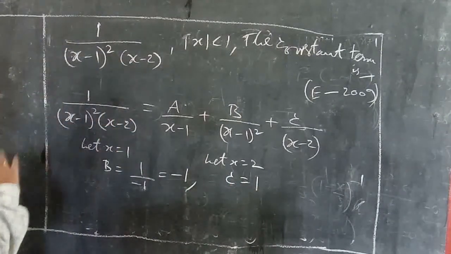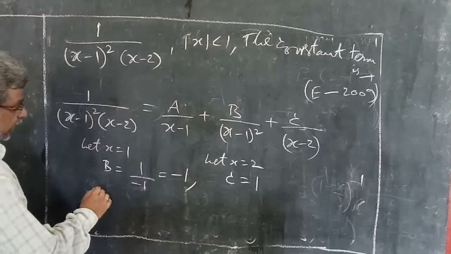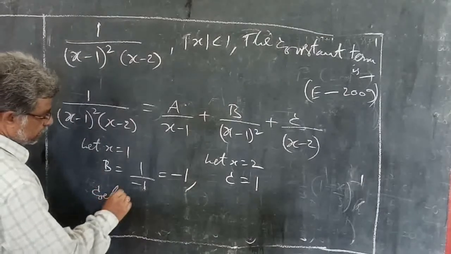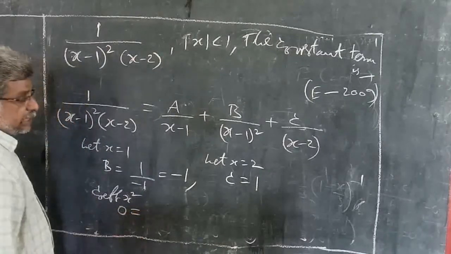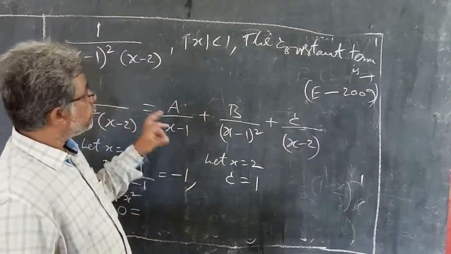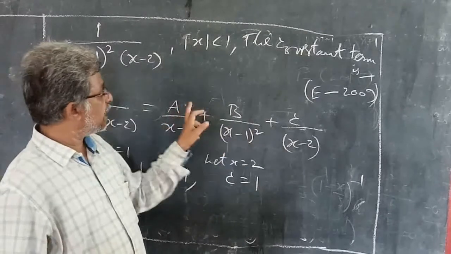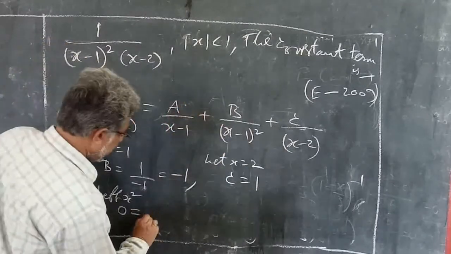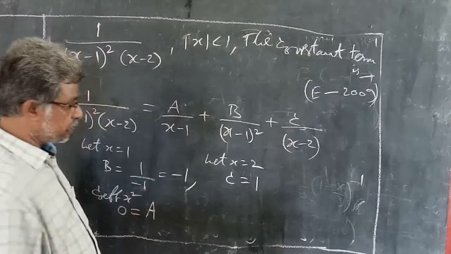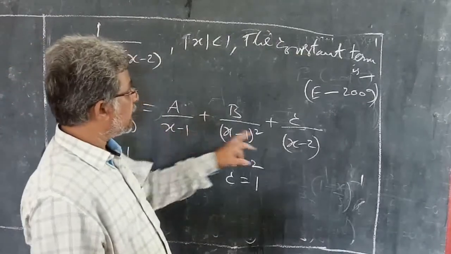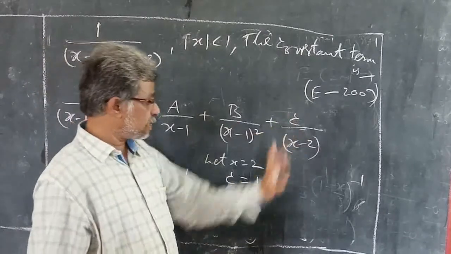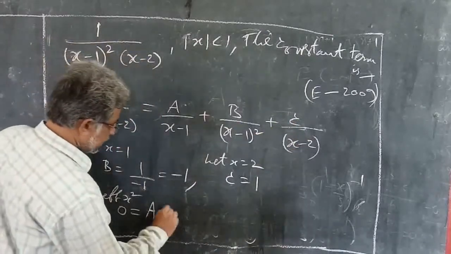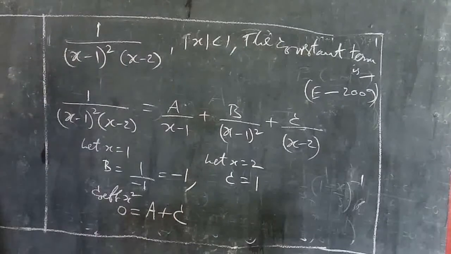For finding the A value, we will go for the coefficient of x square on both sides. Here there is no x square, so 0 is equal to, here we will get (x minus 1) into (x minus 2) into A. Means A is having an x square coefficient. And for C also you will get an x square coefficient. C is C into (x minus 1) whole square, means plus C. A plus C equal to 0.